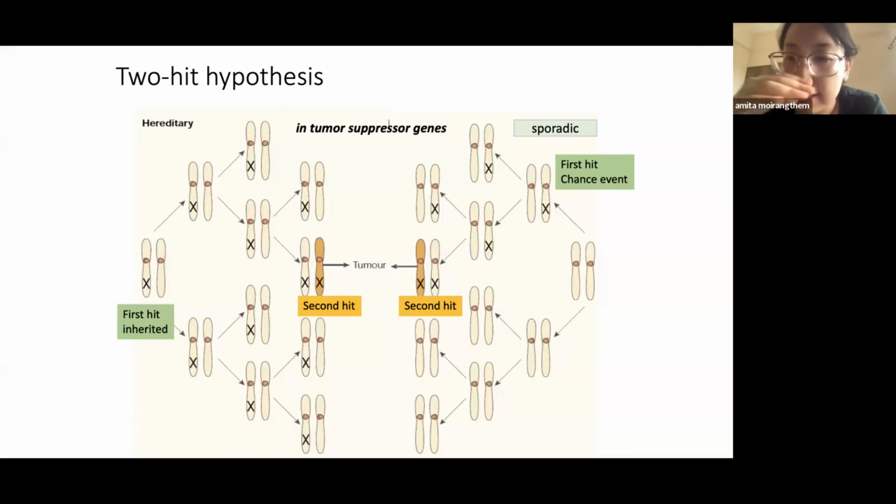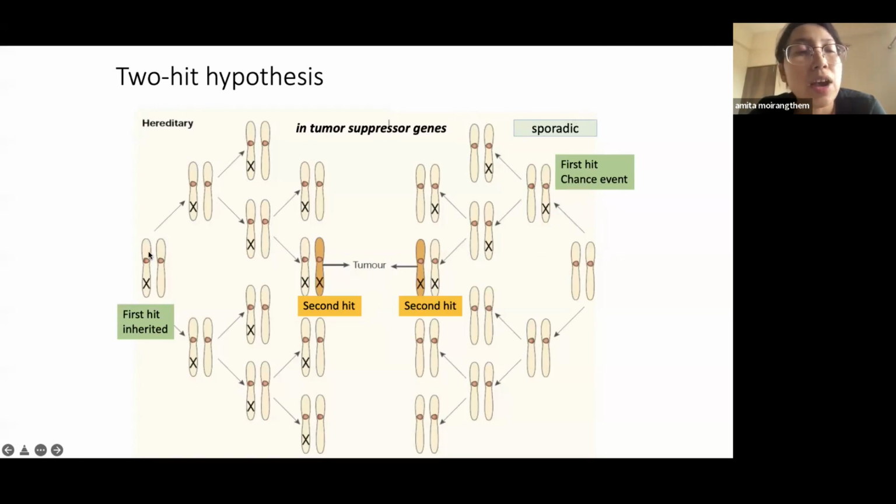To understand, most of the genes involved in cancer formation and progression are tumor suppressor genes. In basic molecular biology, there is something called Knudson's two-hit hypothesis, which was first described in retinoblastoma tumor cells. On the one hand, we have hereditary or familial cancer, and on the other hand, we have sporadic cancers.